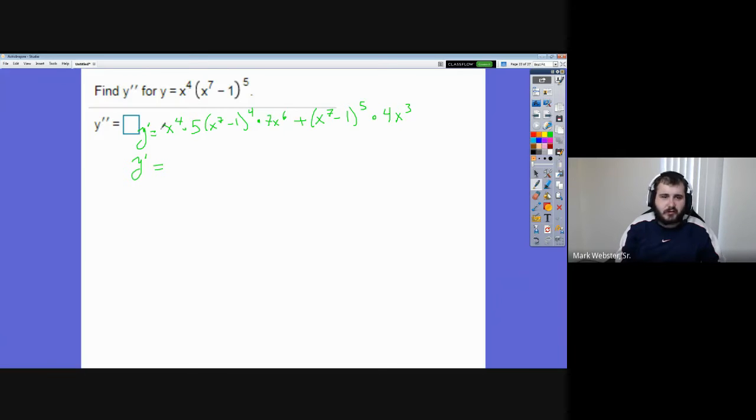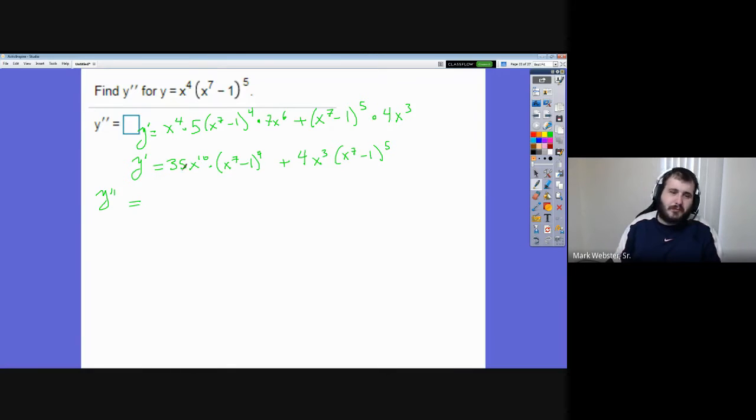This 7x to the 6th and this 5x to the 4th, we can turn that into 35x to the 10th, right? X to the 4th times x to the 6th, the exponents add, times this x to the 7th minus 1 to the 4th. Plus, and once again, rewrite it so it looks good. And yeah, I don't think there's any way to make that look any easier. So now we're going to take the second derivative.